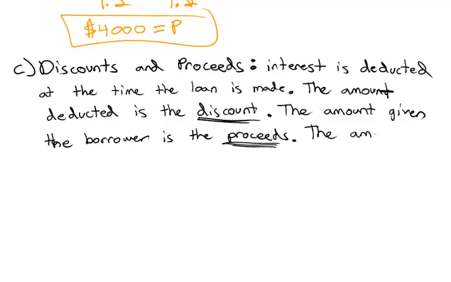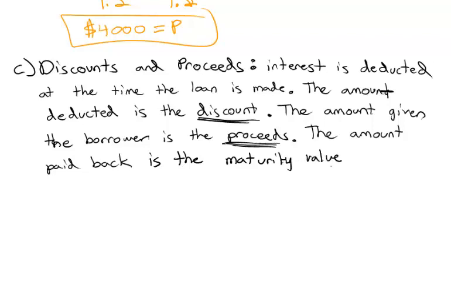The amount paid back, remember, it's a payday loan, so even though I've written the check already, it's not actually paid back until they cash my check after I get paid. The amount paid back is the maturity value. So that $110 check is the maturity value.